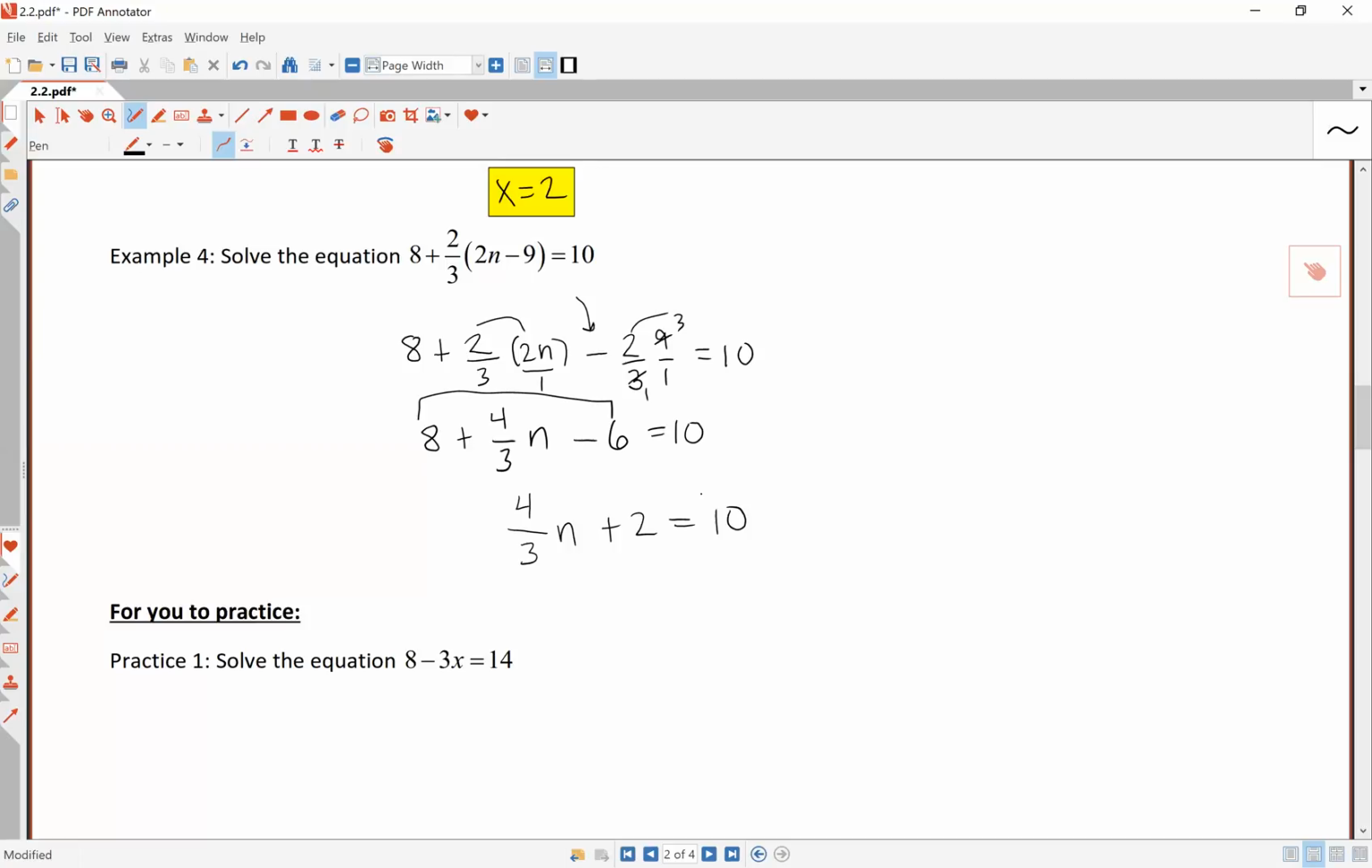Now we have a problem that looks like from Objective 1. We have 4/3 times n plus 2. So what's happening to the variable? 4/3 times n plus 2, we undo the plus 2 first. Subtracting 2. 10 minus 2 is 8, and we have 4/3 times n equals 8.